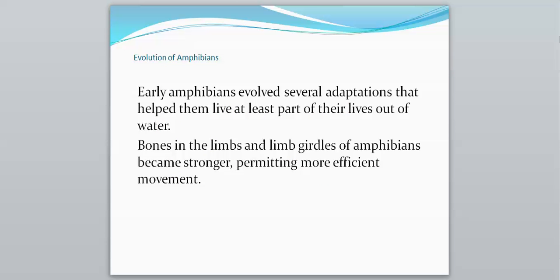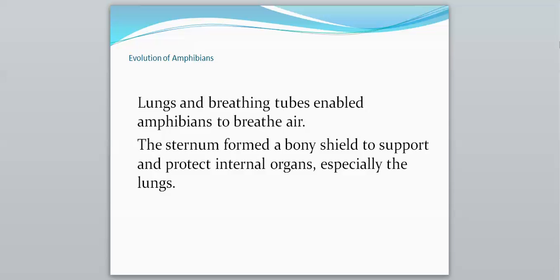And so our early amphibians, in order to solve those problems, evolved several adaptations that helped them live at least part of their lives out of the water. The first one: they had bones in their limbs, and the limb girdles of amphibians became stronger, which permitted more efficient movement. So their bones developed in order to help them move better. And then they developed lungs and breathing tubes that enabled them to breathe air, so they didn't just have to worry about breathing water. And then the sternum formed a bony shield to support and protect their internal organs, especially the lungs. So those are some big adaptations that helped them survive on the land.